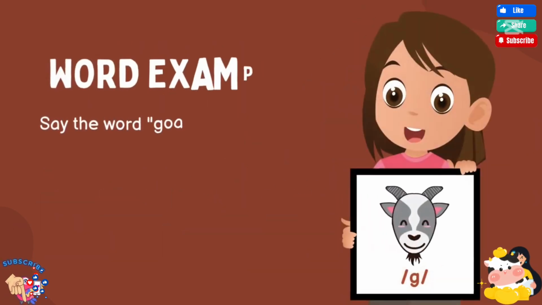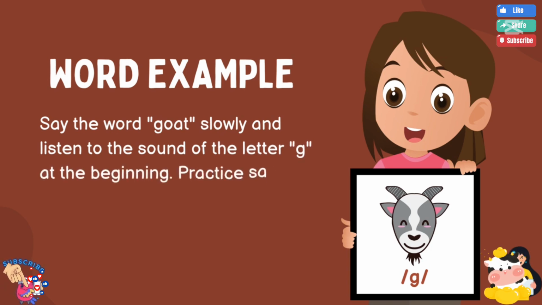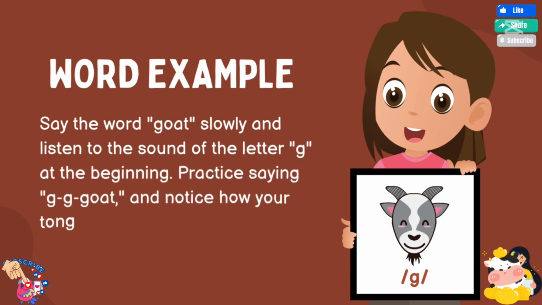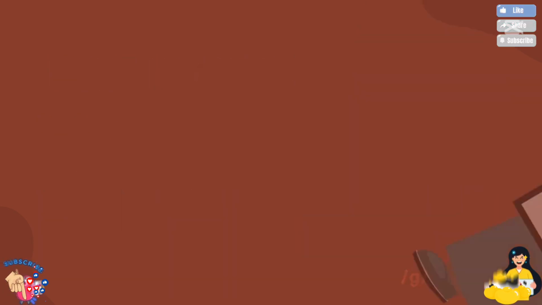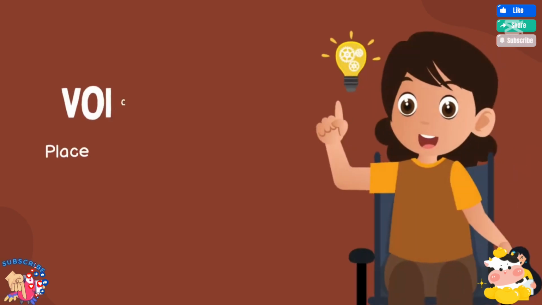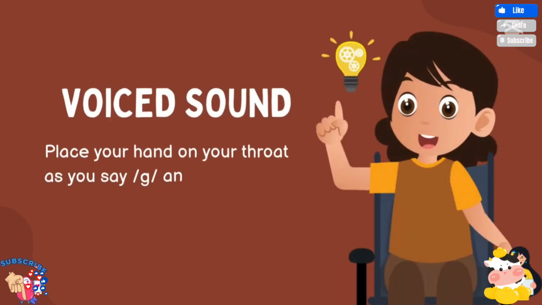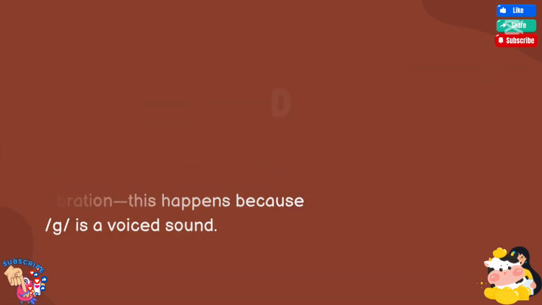Word example. Say the word goat slowly and listen to the sound of the letter G at the beginning. Practice saying GG goat and notice how your tongue feels when it moves toward the back of your mouth. The G sound can also be heard at the end of words like dog, frog, and bag. Voice sound. Place your hand on your throat as you say G and notice the vibration. This happens because G is a voice sound.